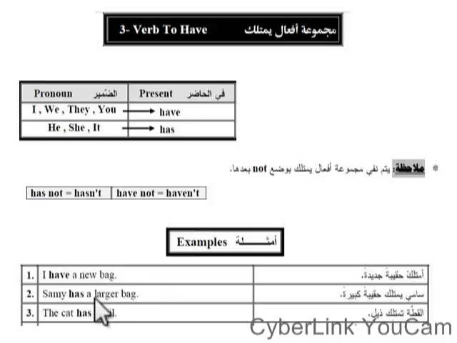Okay, we have here some examples. I have a new bag. Sammy has a larger bag. The cat has a tail.